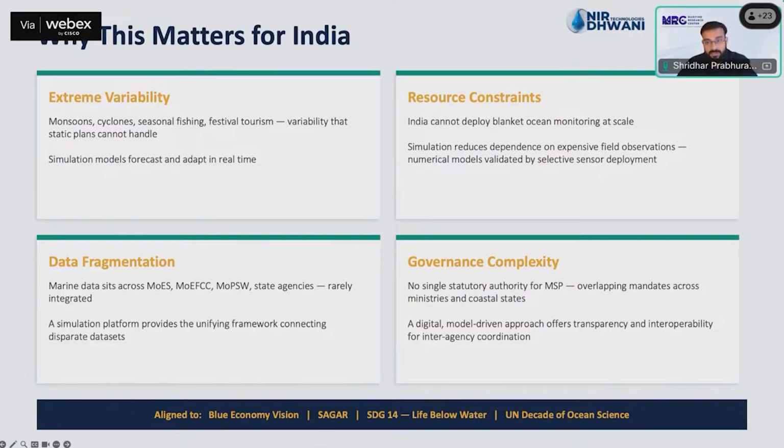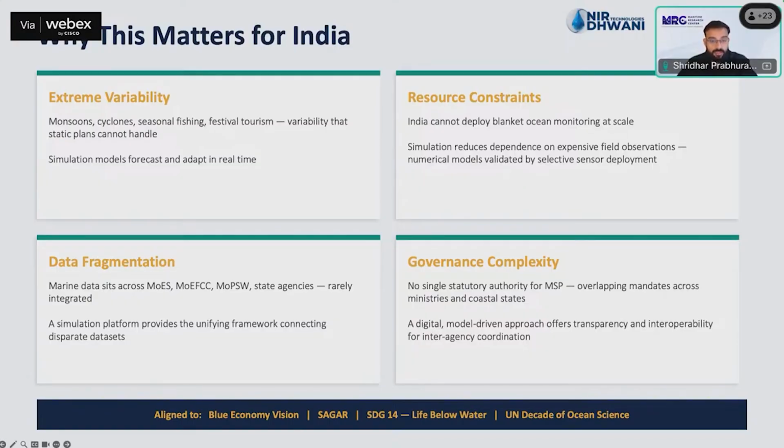The third is resource constraints. Even if we were to do all of this work using real-world data, it is extremely costly. So blanket deployment of sensors for recording the data is not something that is feasible for developing nations.